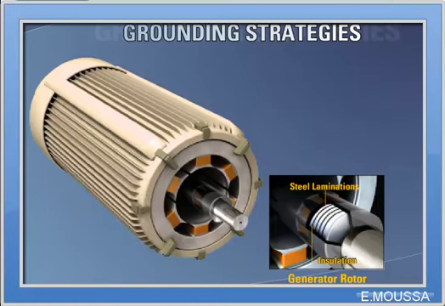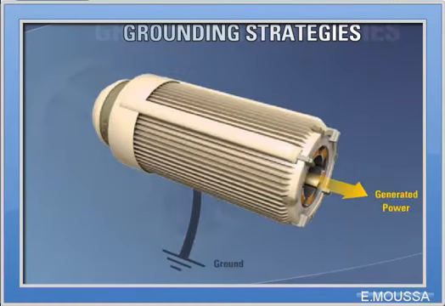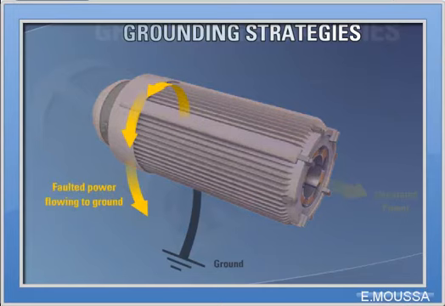Let's look at an example of a generator ground fault. Within this large generator, a fault occurs due to insulation deterioration. A high level of fault current will then go to ground following the path of least resistance. With no grounding strategy in place, the full amount of fault current will flow back into the generator. If this cycle were allowed to continue, the damage to the generator would be quite extensive.